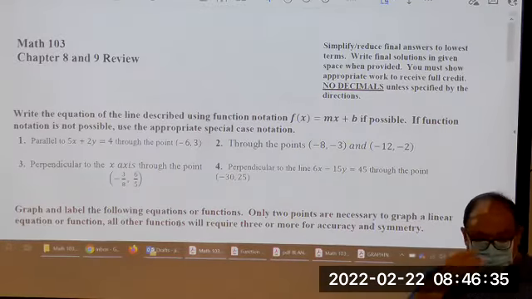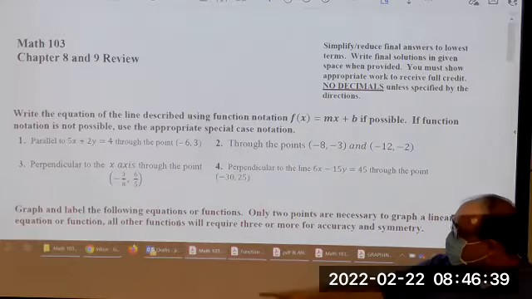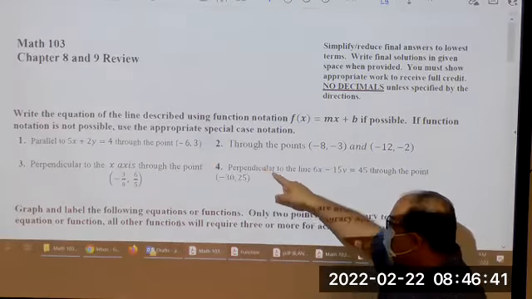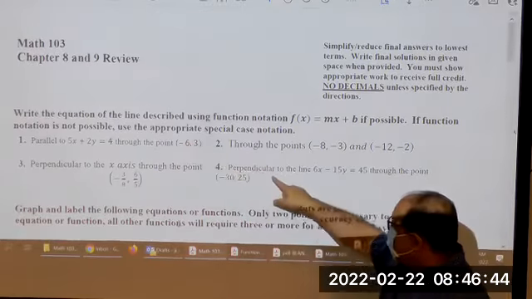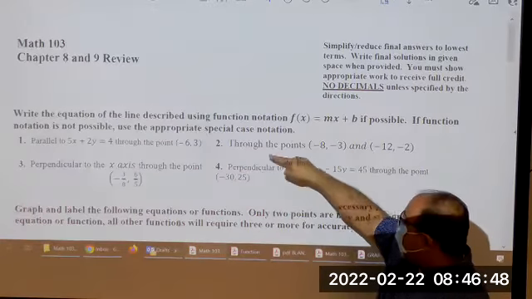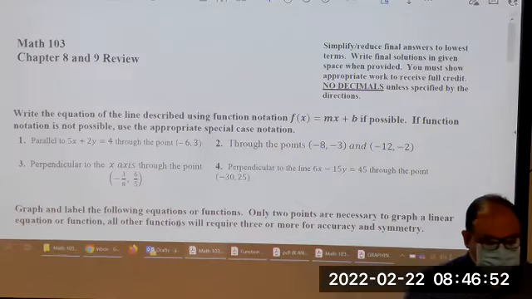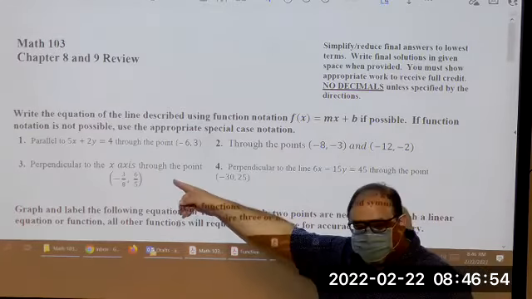I already showed you, already played my hand, showed it last week. You're going to get parallel or perpendicular through the given point using function notation, and you're going to get one that goes through 2 ordered pairs. This won't be on there, the test point.